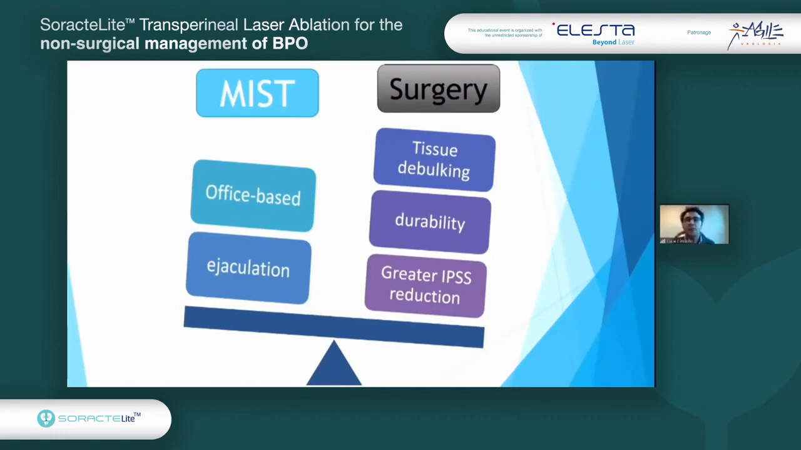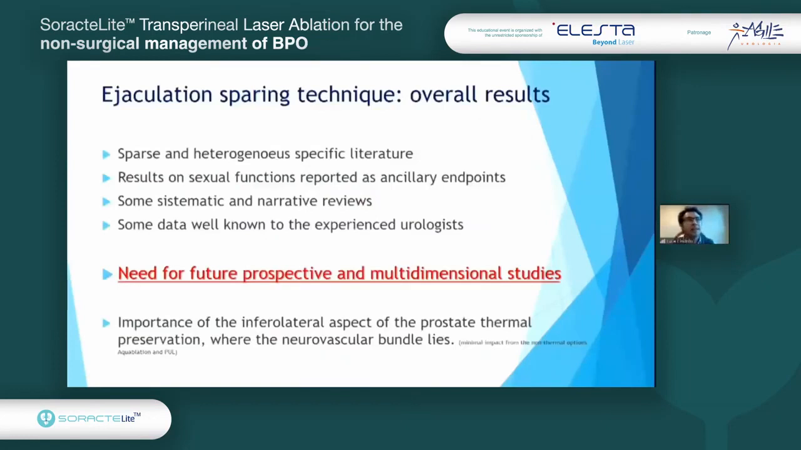Of course, the balance between minimally invasive or micro-invasive techniques and surgery should be weighed against the needs of the patient. If we need tissue debulking, durability, and greater symptom control, we move towards surgery. But more and more every day in our consultations, we see patients asking for office-based, ejaculation-preserving techniques. And I read a lot of papers and meta-analyses in the literature recently, and also reviewed them, which highlight how the literature is so heterogeneous and also sparse.